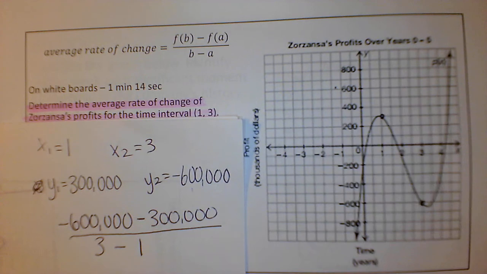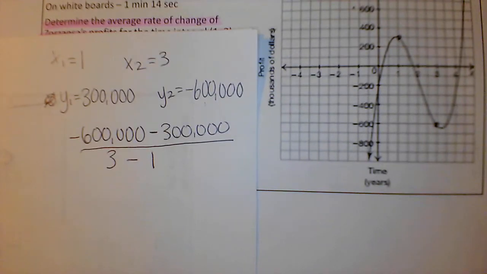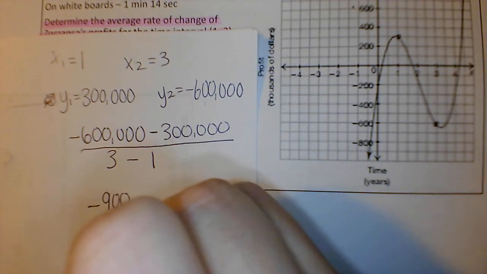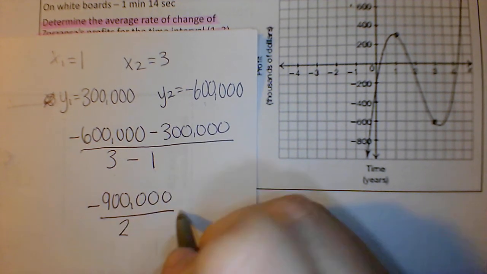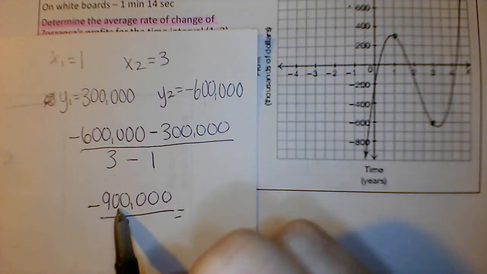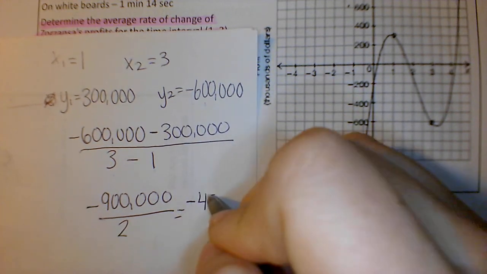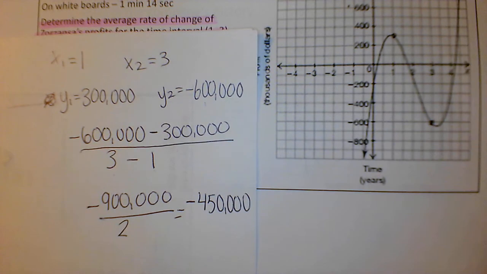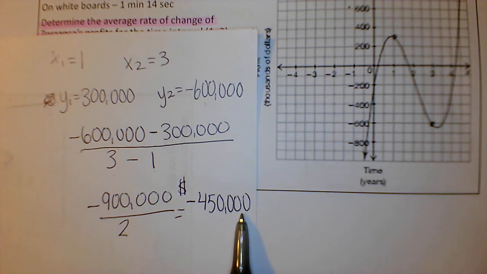And the rest is pretty simple math that we can do in our calculators. So negative 600,000 minus 300,000 is negative 900,000. And 3 minus 1 is 2. So then we have to divide 900,000 by 2, and since it's negative, it's going to be negative $450,000, which means that over these 2 years, I'm losing about this much money each year.